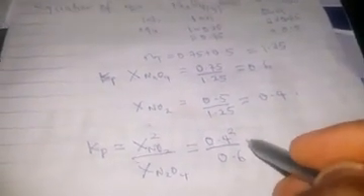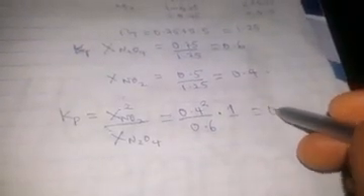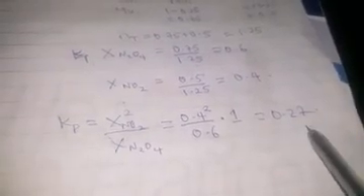Remember, we are supposed to multiply by the total pressure raised to the power of the change in number of moles. The total pressure in the question here is 1 atm, so we multiply by 1. So at the end of the day, the whole of this is going to give us 0.27. So our value for Kp is 0.27.